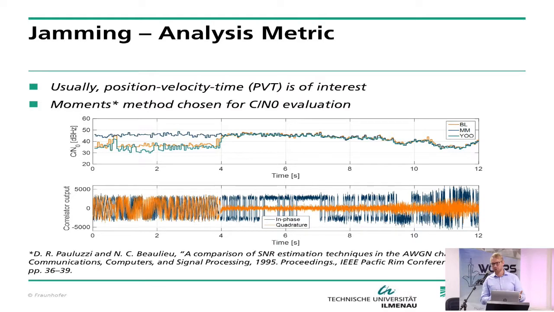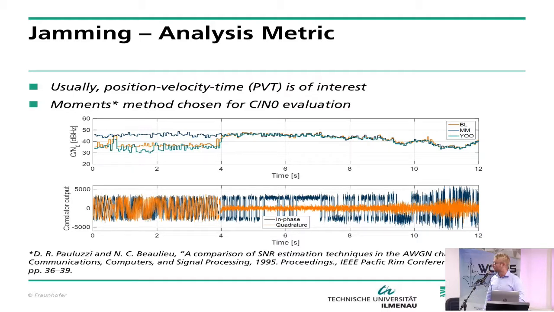In GNSS and positioning, you're usually interested in the position of yourself or the time that you have, the accurate time. But if you investigate the quality of one satellite signal, you use the C/N0 metric. And there are different metrics, and I chose the moments method, which is very common and very easy to implement and hardware efficient. And here is a result for a comparison of the different signal processing schemes.